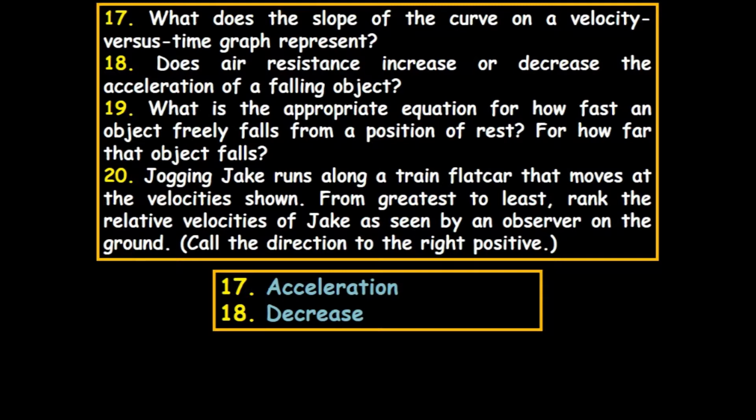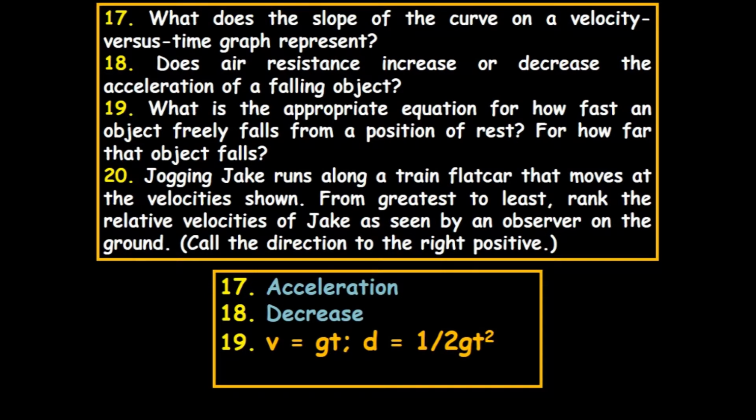What is the appropriate equation for how fast an object freely falls from a position of rest, and for how far that object falls? Well, it would be V equals GT, and D equals 1/2 GT squared. V naught T falls out.